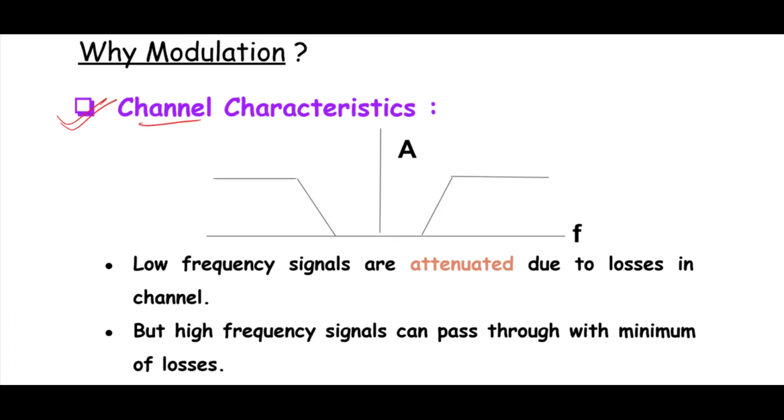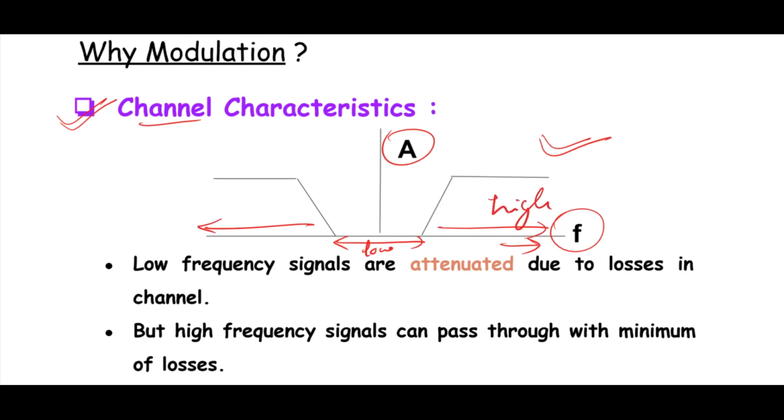The next point is the channel characteristics. The channel is the medium on which we are transmitting our signal. You can see some characteristics here. This is a frequency domain representation, this side is the frequency axis and this side is amplitude. You can see this region is the lower frequency region, the low frequency region, and this region on either side above it is the high frequency region.